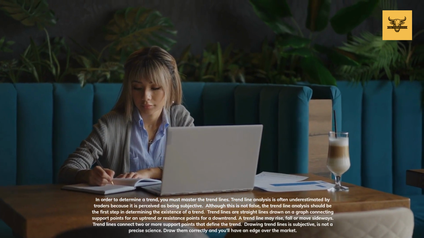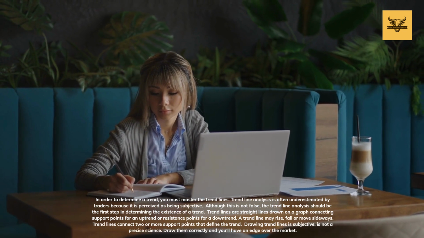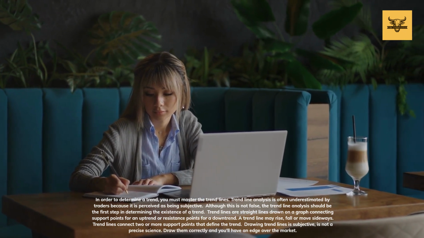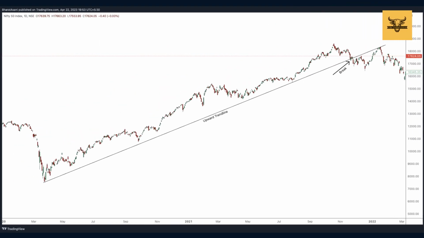Trend lines connect two or more support points that define the trend. Drawing trend lines is subjective, it is not a precise science. Draw them correctly and you'll have an edge over the market. In an uptrend, we look to connect the lows of the price. In a downtrend, we connect the highs of the price. A valid trend line connects two or more points that define the trend.